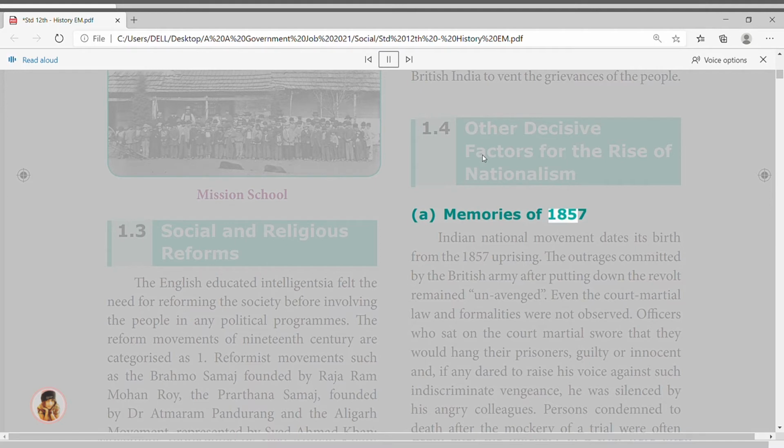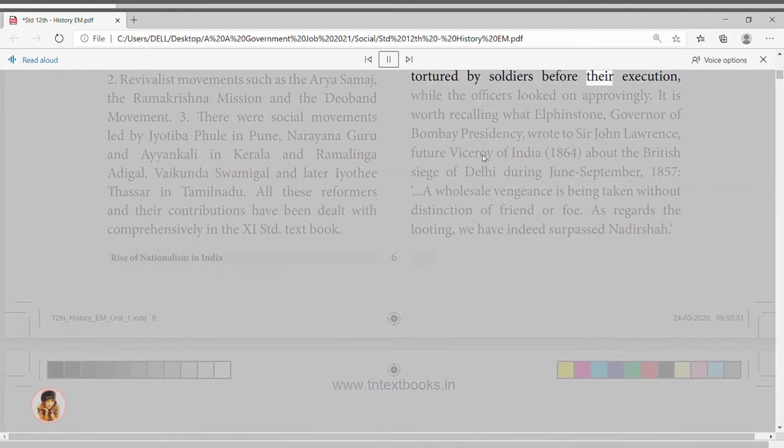A. Memories of 1857. The Indian national movement dates its birth from the 1857 uprising. The outrages committed by the British Army after putting down the revolt remained unavenged. Even the court-martial law and formalities were not observed. Officers who sat on the court-martial swore that they would hang their prisoners, guilty or innocent, and if any dared to raise his voice against such indiscriminate vengeance, he was silenced by his angry colleagues. Persons condemned to death after the mockery of a trial were often tortured by soldiers before their execution, while the officers looked on approvingly.